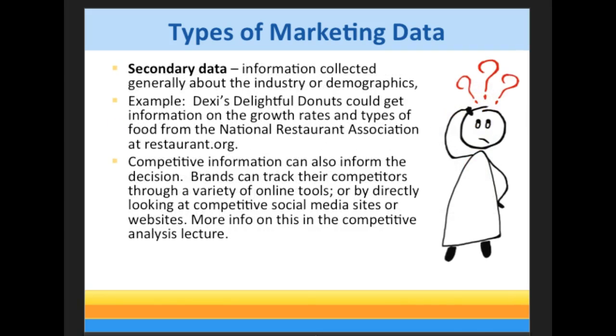The second kind of marketing data is called secondary data, and that's information collected generally about an industry or about demographics. So for example, in the case of Dexy's Donuts, we could get information on the growth rates and types of food from the National Restaurant Association at restaurant.org. Right? So that's general information that the National Association has collected for all kinds of reasons.